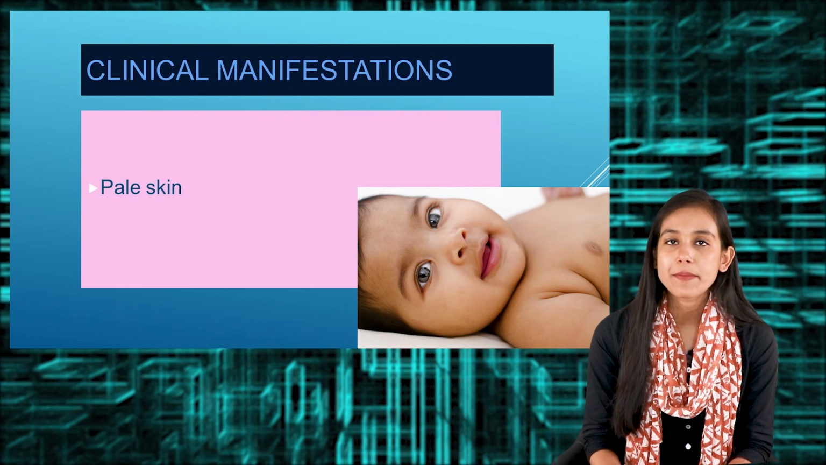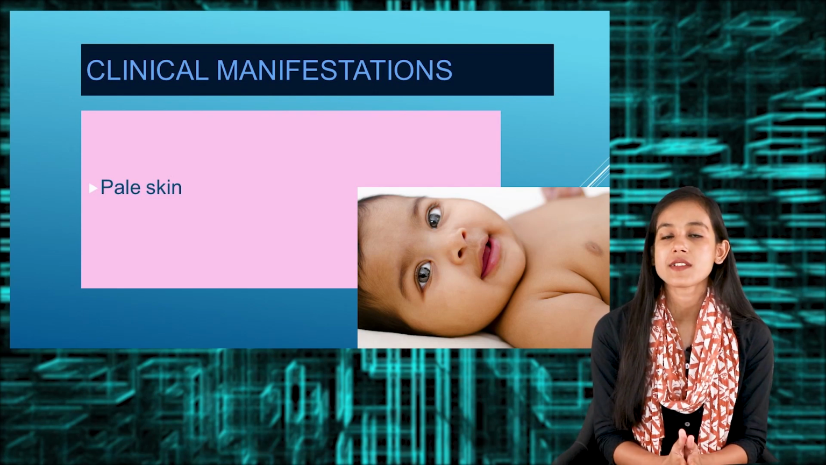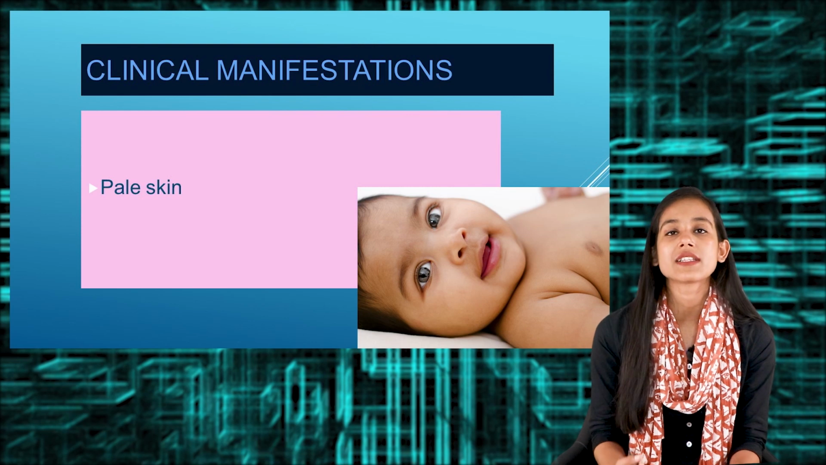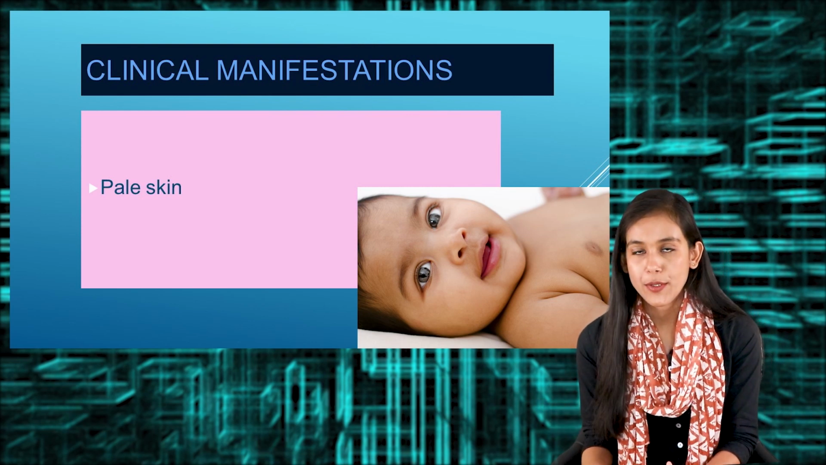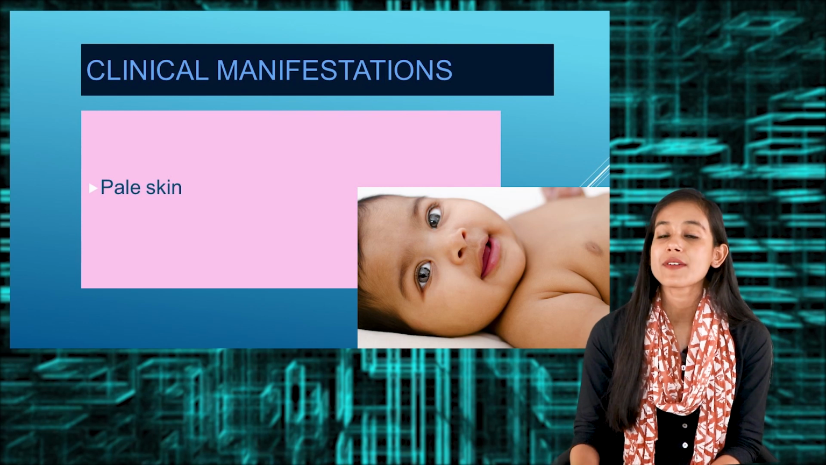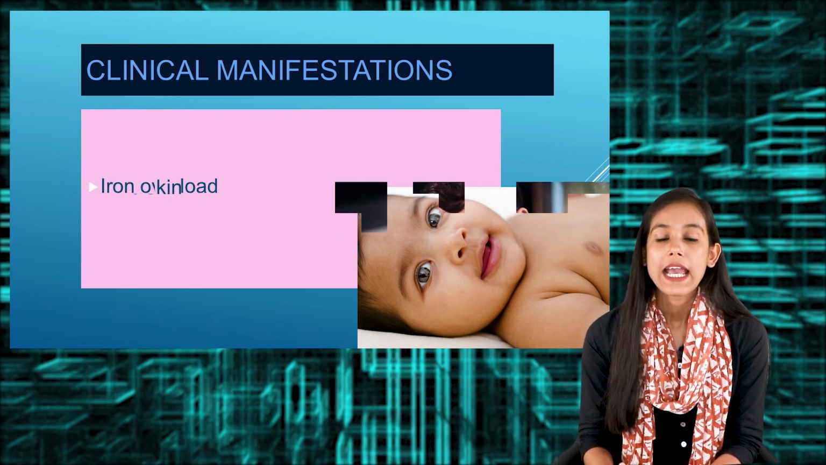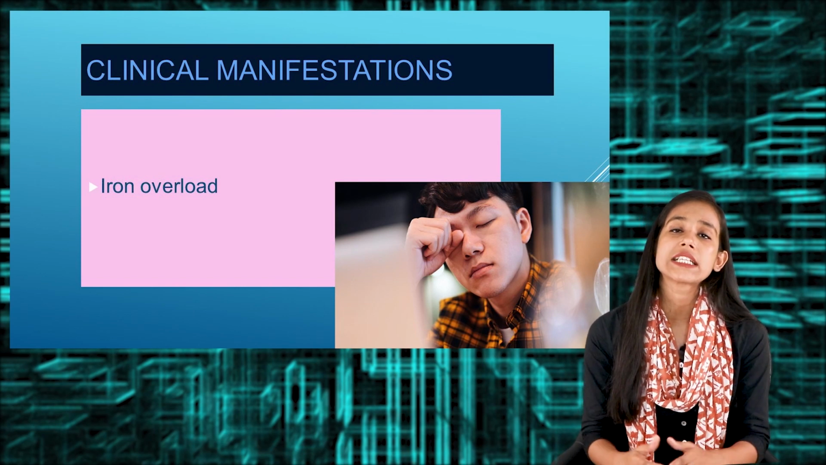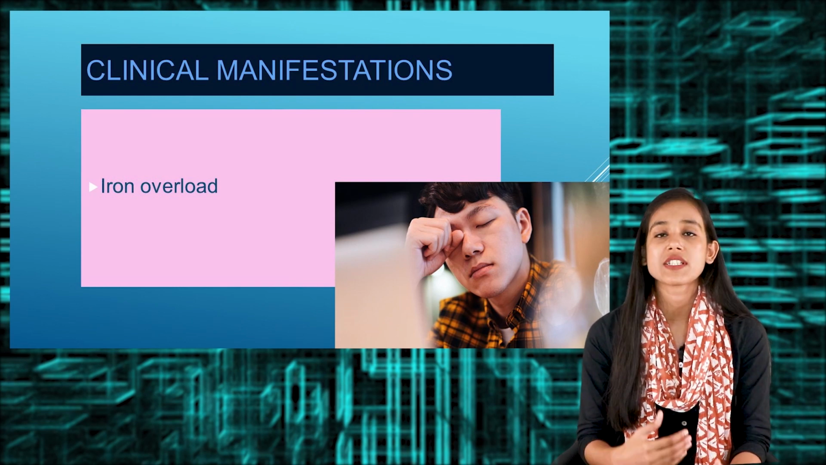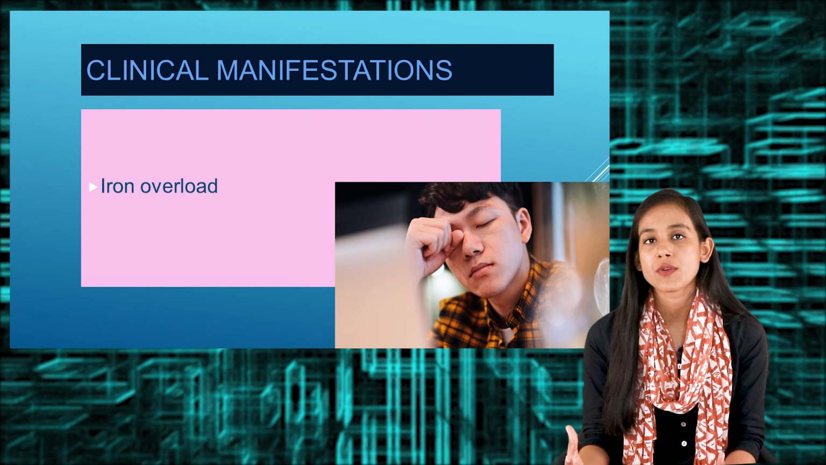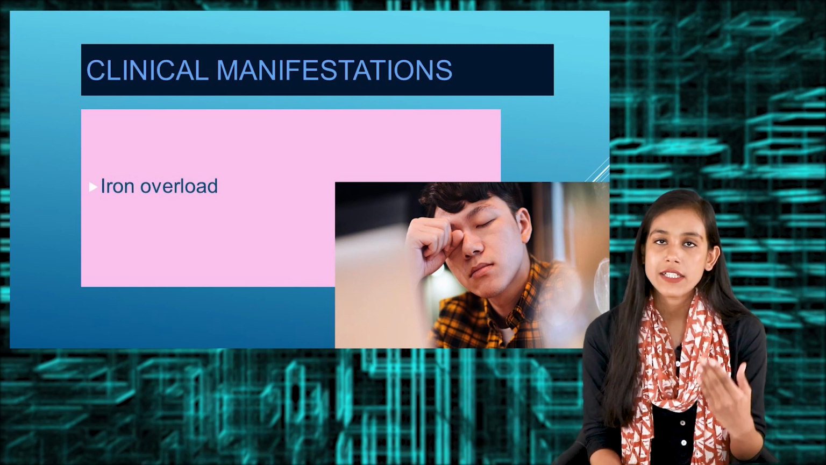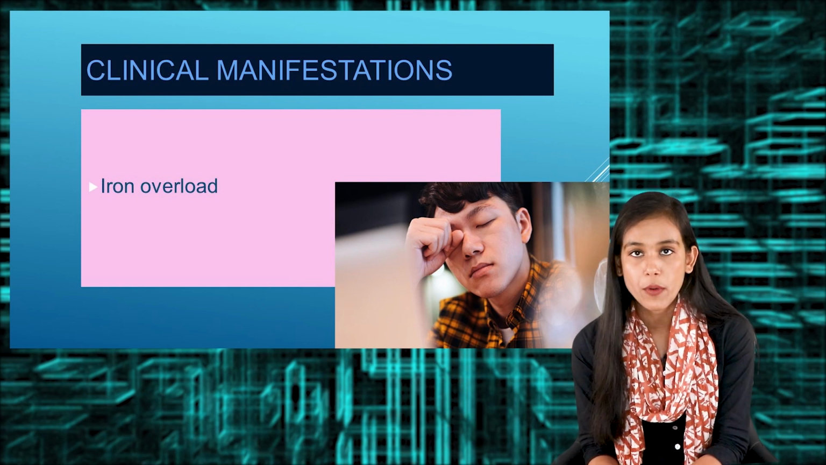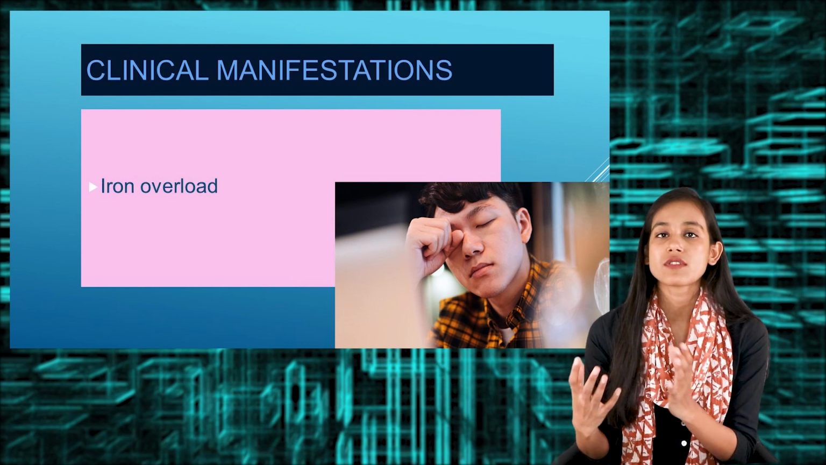Also, there would be pale skin because the child will have anemia. Now, the pallor depends on the severity of anemia. If it is a mild case of anemia, then the pallor will also be mild. But if it is a severe case of anemia, then we can see severe pallor in the child. And then there will be iron overload. Now, why iron overload? Because these children would need continuous blood transfusion, because their body is not able to make proper hemoglobin, right? So there is reduction in the synthesis of globin chain, so there is reduction in the synthesis of hemoglobin, and that's the reason we have to transfuse blood.